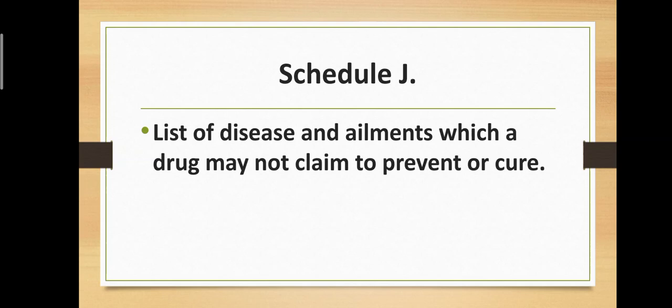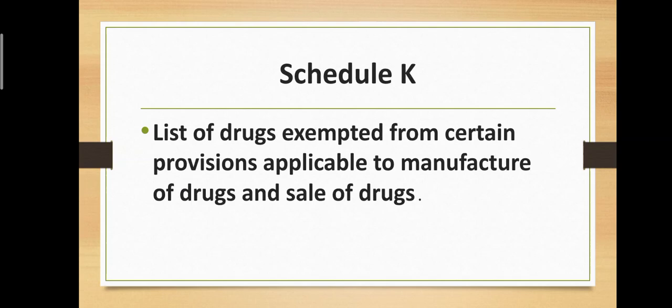Schedule J: list of diseases and ailments which a drug may not claim to prevent or cure.